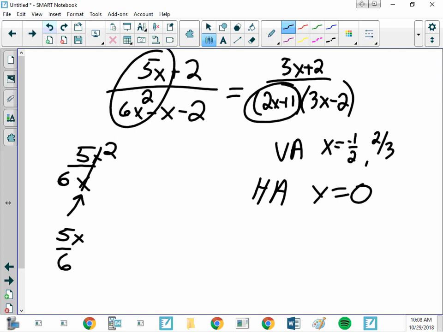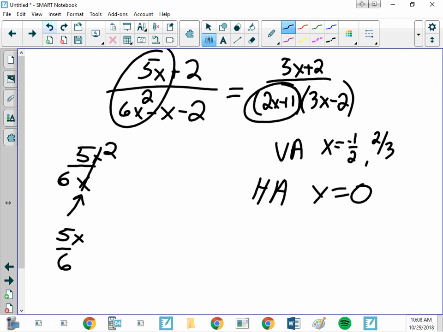Horizontal asymptote is easy. If the top is smaller than the bottom, then the HA is y equals 0. If the top and bottom are the same size, then it still has an HA at the fraction of the leading coefficients. And if the top is bigger than the bottom, then it's a slant or a quadratic or something larger.